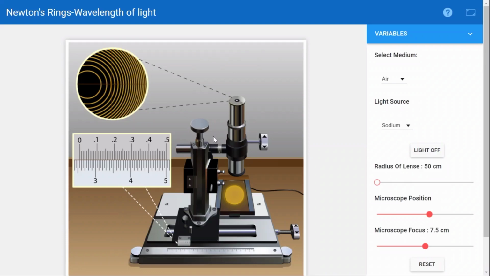You also got the reading for the third ring. I am talking about the D square reading. What you have to do is subtract the D square reading of the third ring minus the D square reading of the first ring. So 0.035721 minus 0.012544.